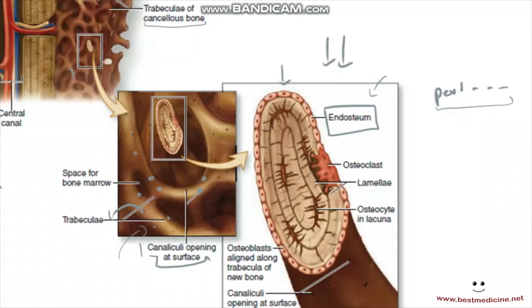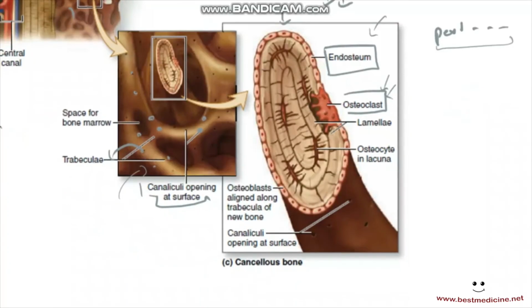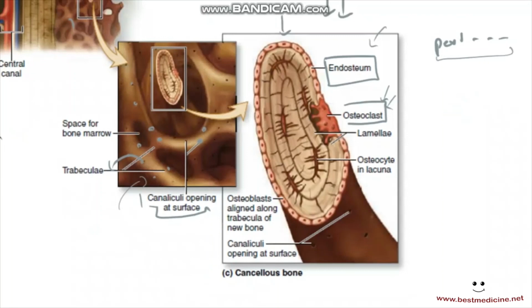It also contains some other cells like osteoprogenitor cells and the osteoclasts. Osteoclasts are able to resorb the bone. We'll study them in detail in just a bit. Okay, so this is how a cross section of the cancellous bone looks like.